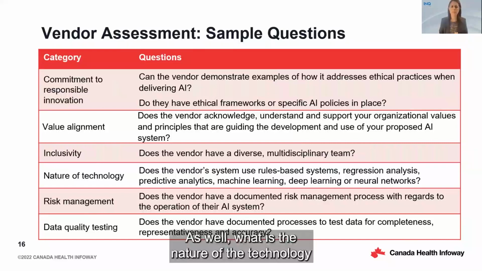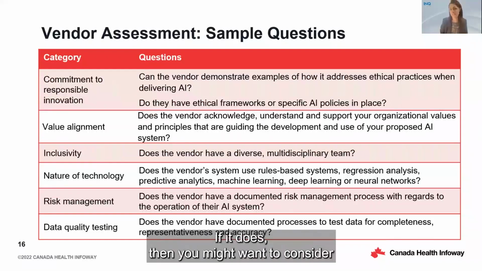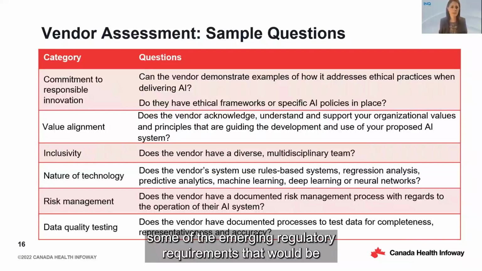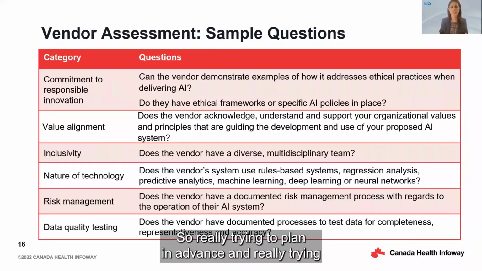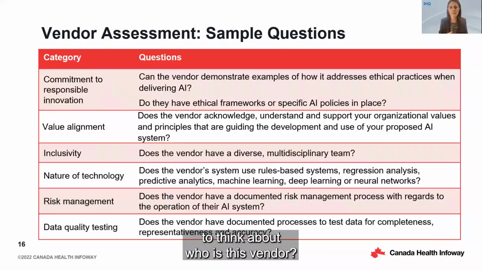As well, what is the nature of the technology that they are proposing? Does it fit the automated decision system definition? If it does, then you might want to consider some of the emerging regulatory requirements that would be coming into place if these laws are ultimately passed. So really trying to plan in advance and think about, who is this vendor?